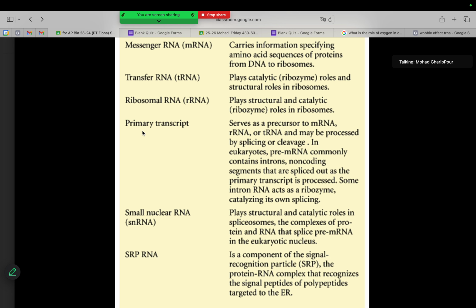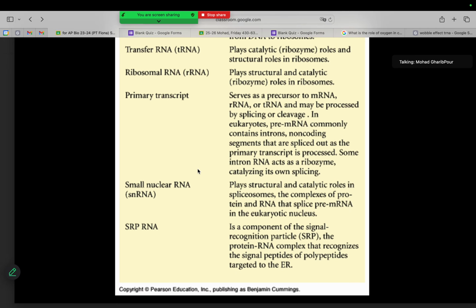We have the primary transcript. So this serves as a precursor to mRNA, so basically pre-mRNA or rRNA or tRNA. It will be processed later. Well, this is the primary transcript.